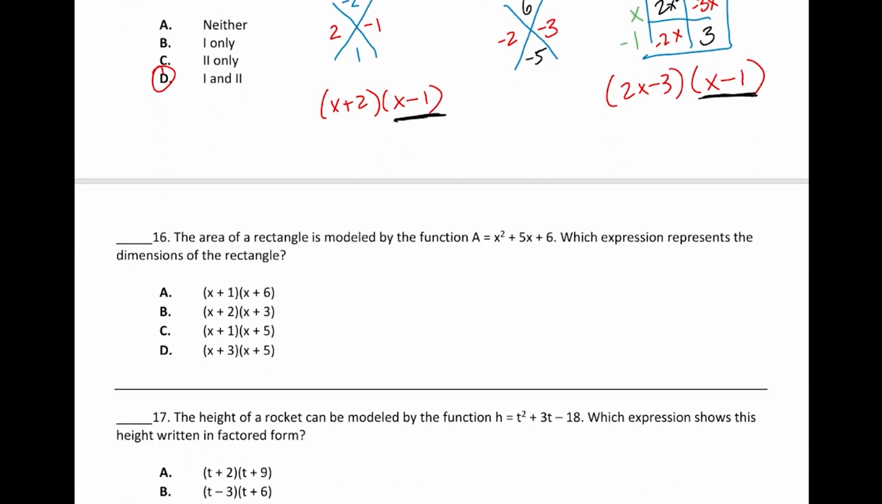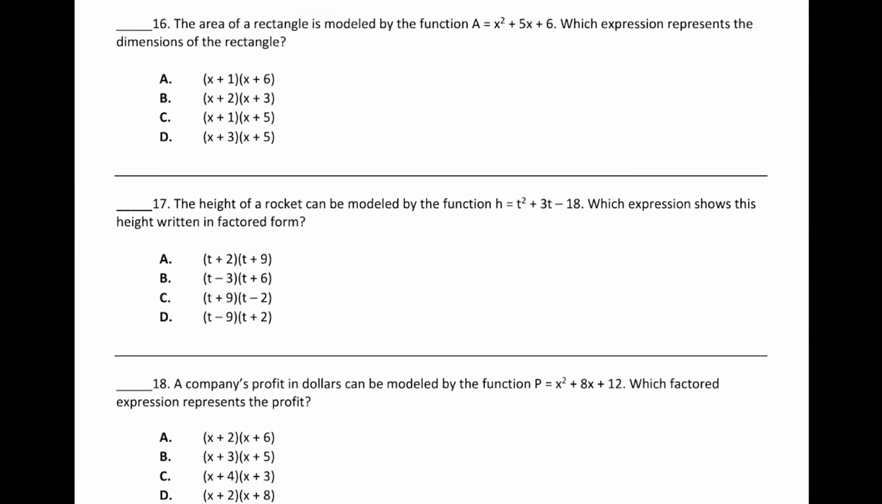Number 16 says the area of a rectangle is modeled by the function x squared plus 5x plus 6, which expression represents the dimensions of the rectangle. Now, you can work this two ways. You can either try to multiply this out. We've talked about that method. Or you could just go through the factoring process, which I think is going to be a little faster, particularly when that leading coefficient is 1.